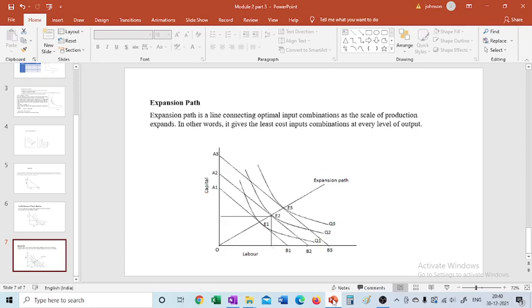So today we stop here. That much only about isoquants, isocost lines and expansion path.